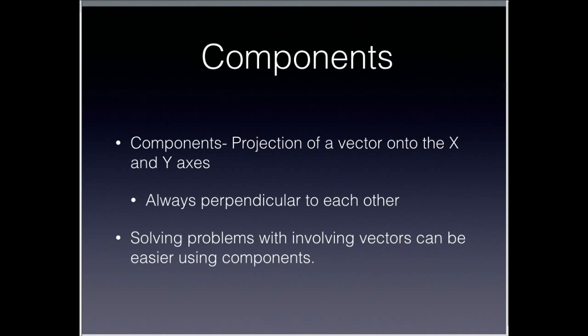When we start to get into vectors that are at different angles, components are what are going to save us. Components are projections of a vector onto the x and y axis of a coordinate plane. The nice thing is they're always perpendicular to each other, which again means that the x component will not affect the y component. You want to think about components as little bits and pieces that, when you put them together, make a full vector of whatever it may be. And again, solving problems involving vectors is easier when we use components.